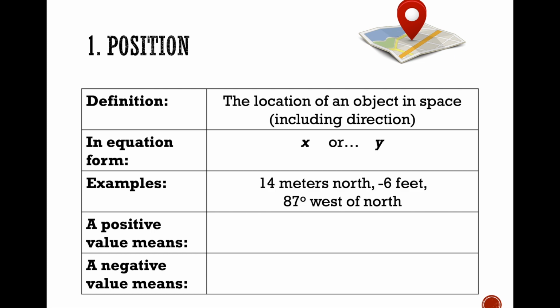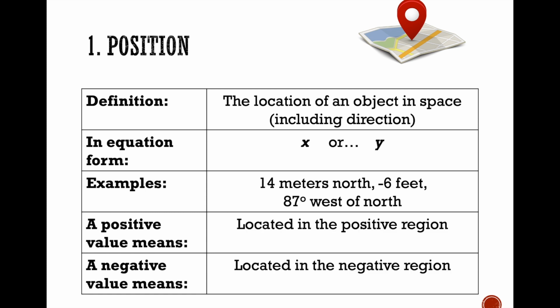So a position vector would be something like 14 meters north, or -6 feet, or 87 degrees west of north. And so some of these are positive values, some of them are negative values. A positive value means that the object is located in the positive region, and a negative value means that the object is located in the negative region, okay? So position vector, number one.